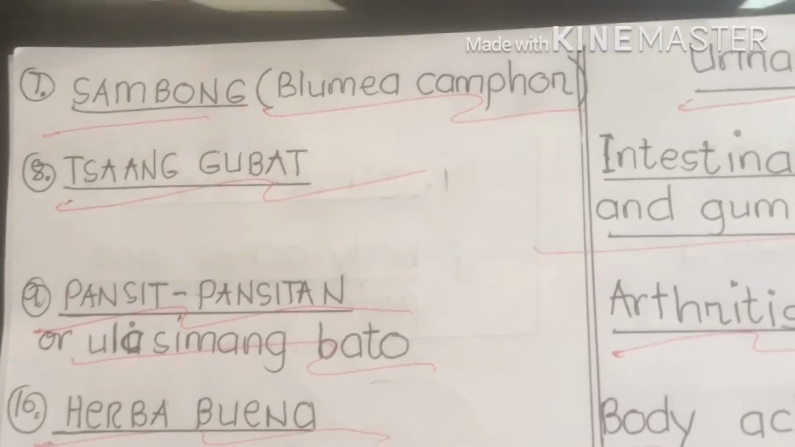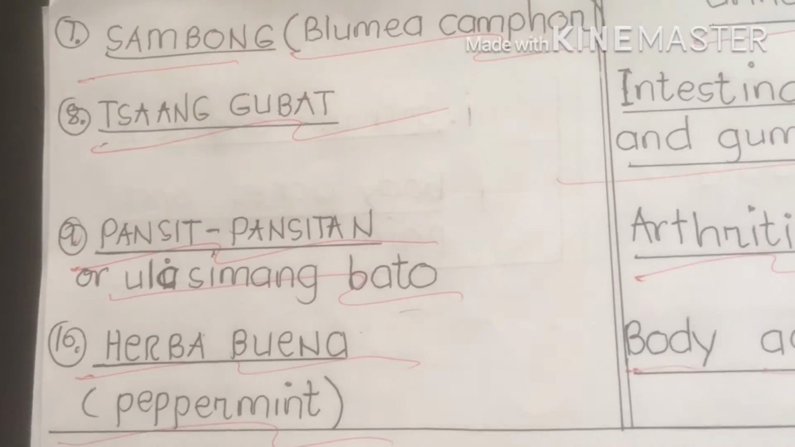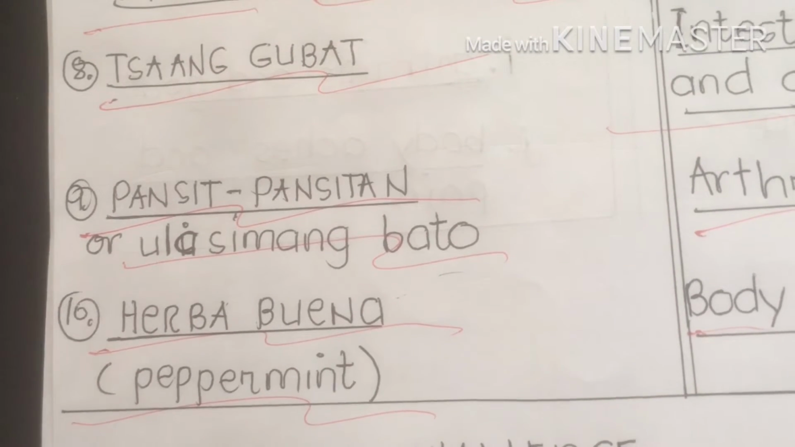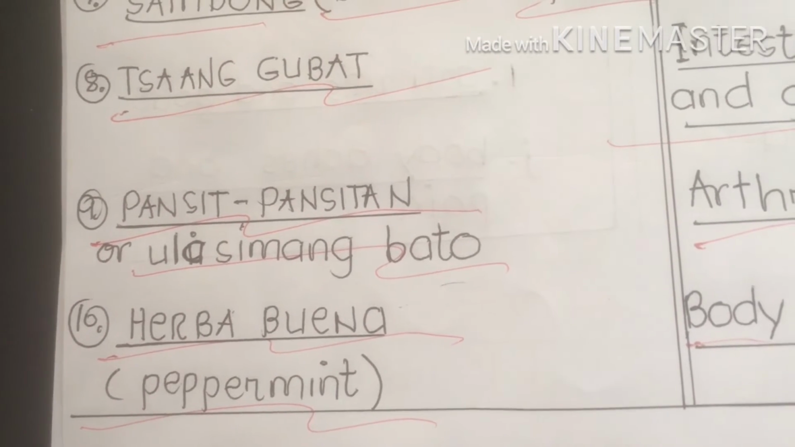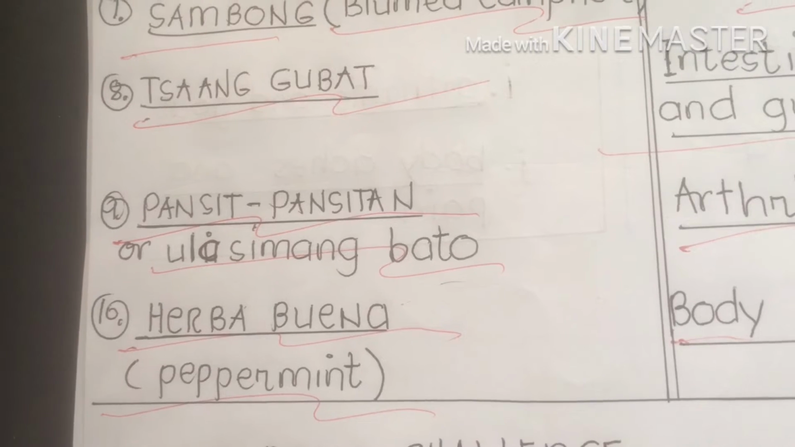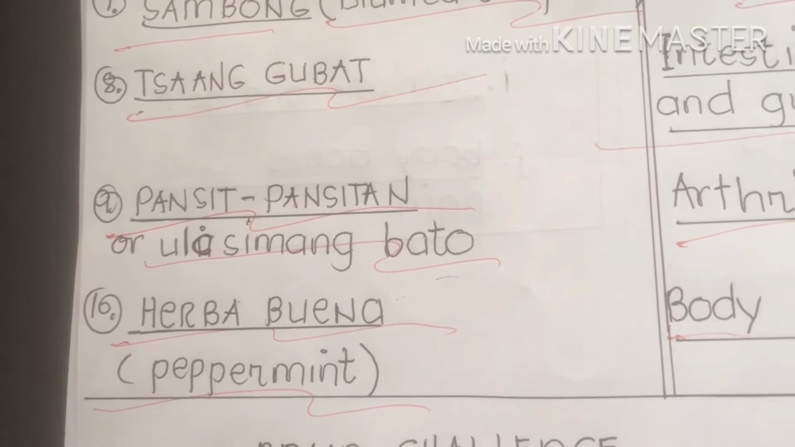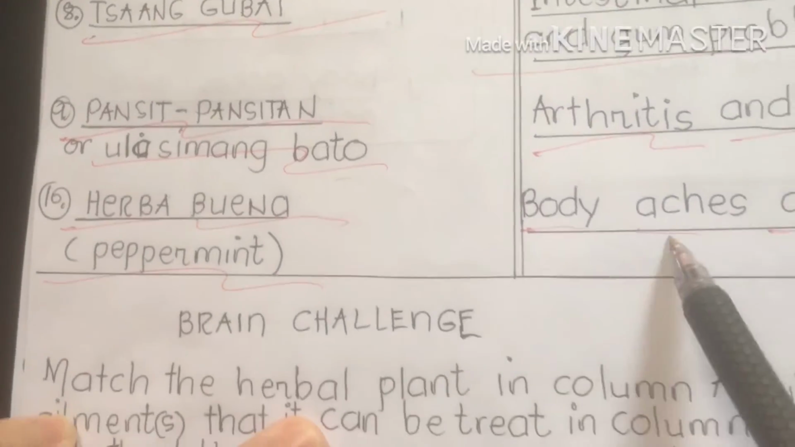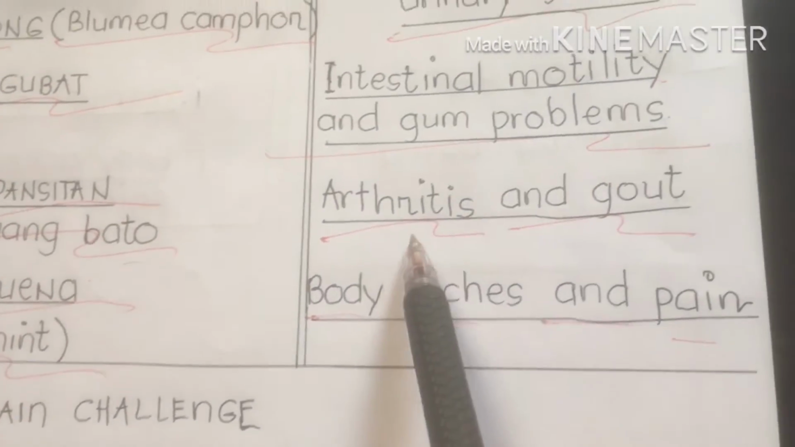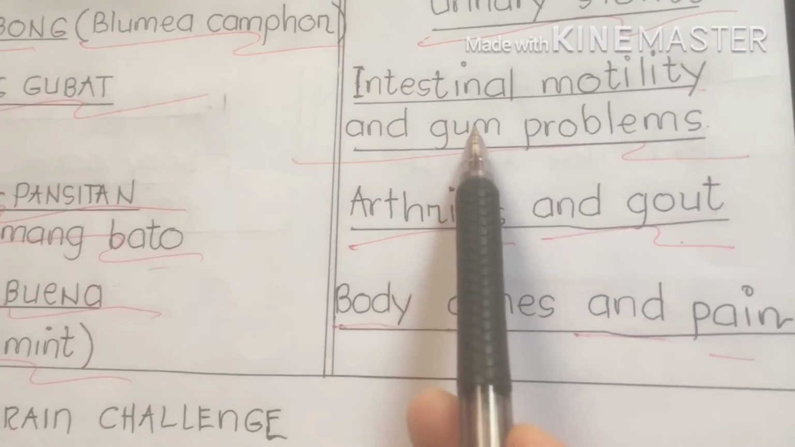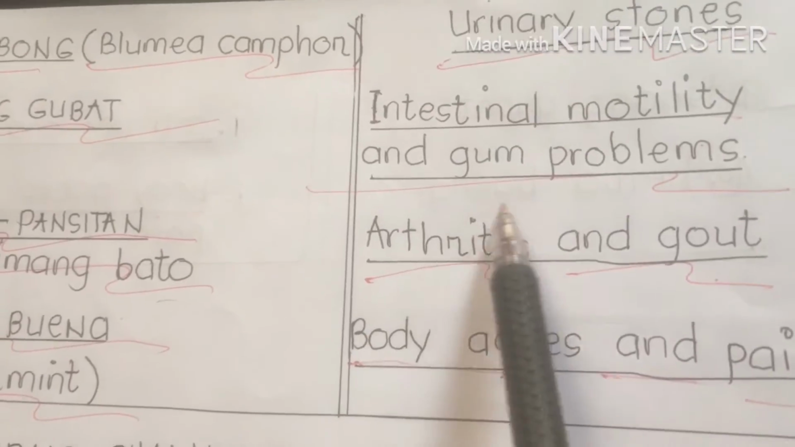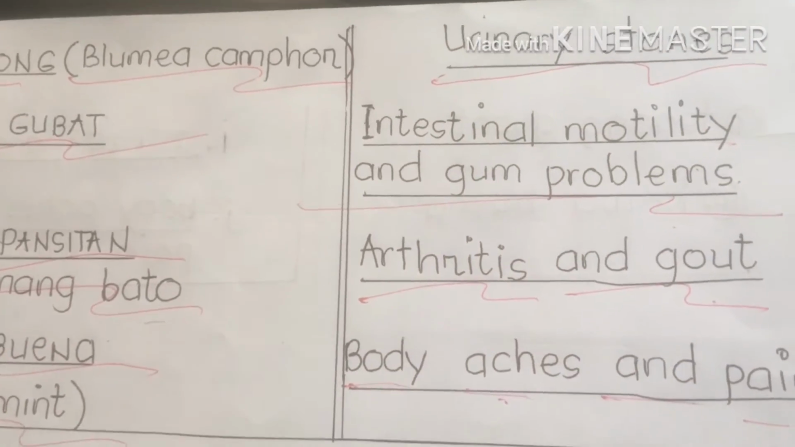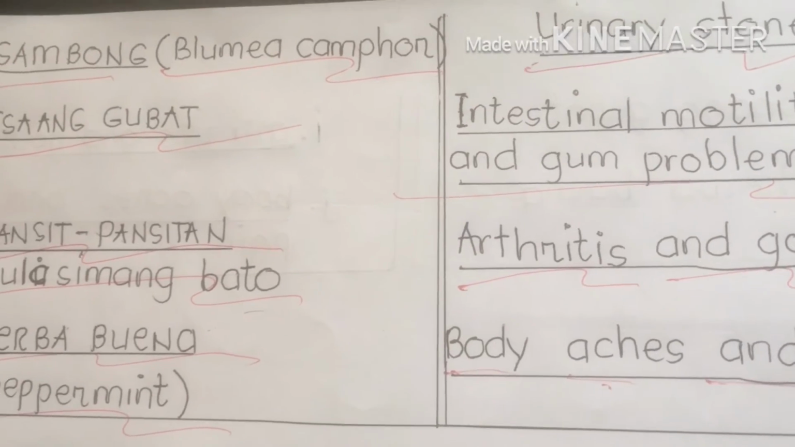Okay. Sambong, Blumea camphora; tsaang gubat or forest tea; pansitan or Peperomia; yerba buena or peppermint. Let's have first here body aches and pain, arthritis and gout, intestinal motility and gum problems, or urinary stones for sambong or Blumea camphora.